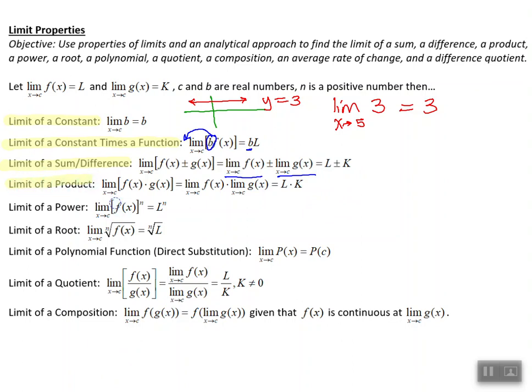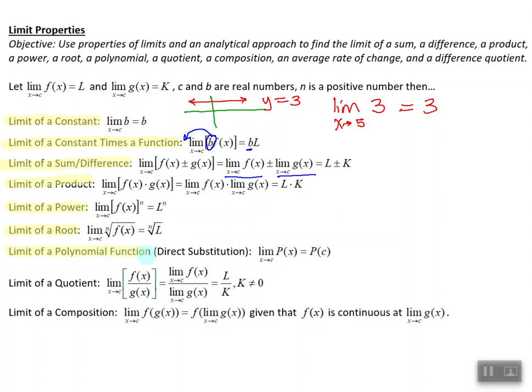The limit of a product is very similar. The limit of the product of f times g is equal to the product of the limits, the limit of f of x times the limit of g of x. The limit of a power is really just the limit of a product in a simplified version. The limit of f of x to the nth power is the limit to that nth power. Similarly, the limit of the nth root of f of x is the nth root of the limit.